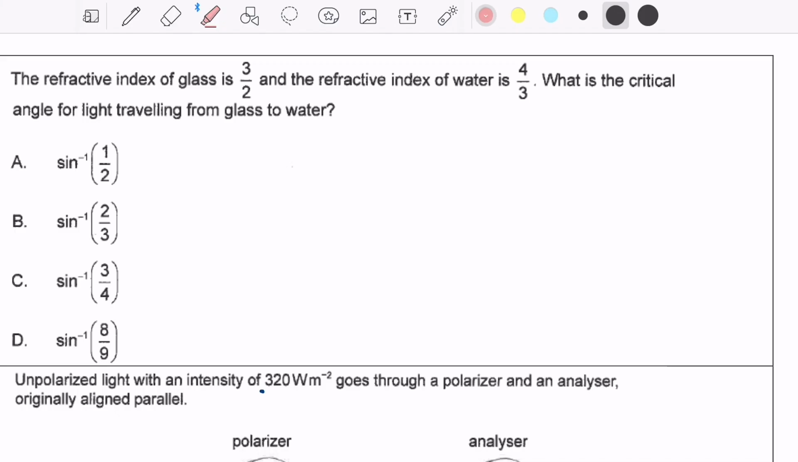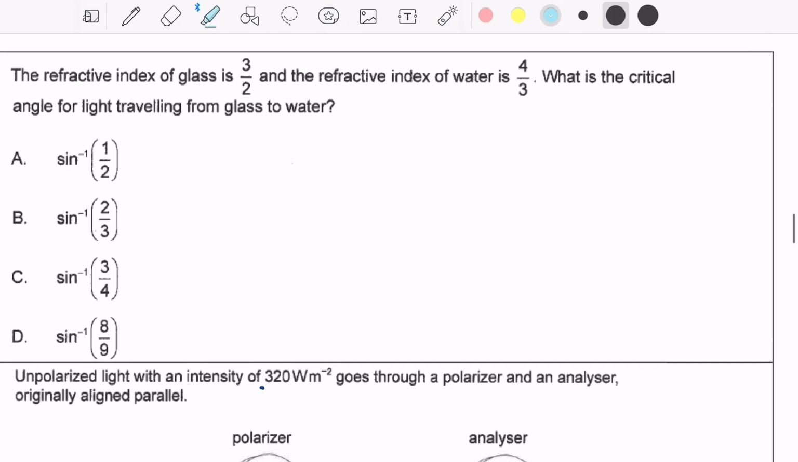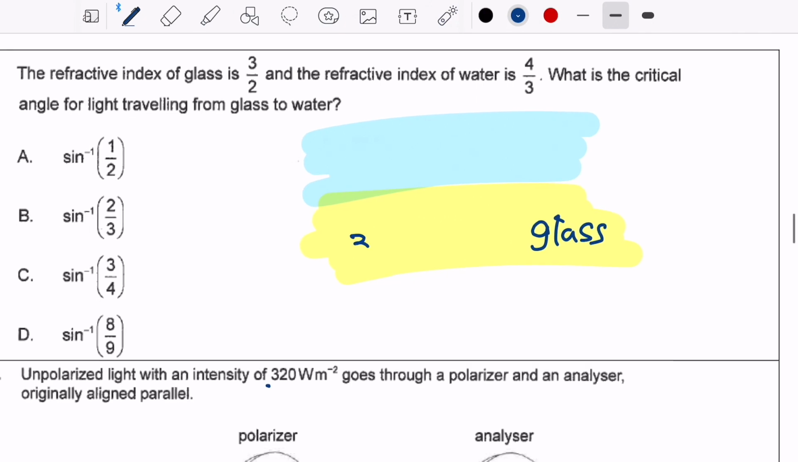Let's say we have glass. Let's say this is a glass and we have some water on top of glass, right? Okay, glass has refractive index 3 over 2. Water has refractive index 4 over 3. Now a light wave comes and hits the interface between them.